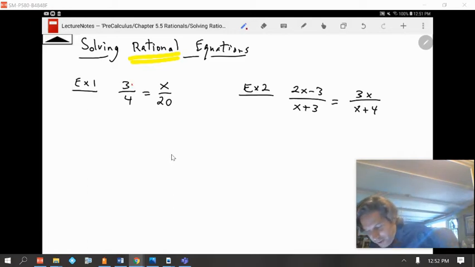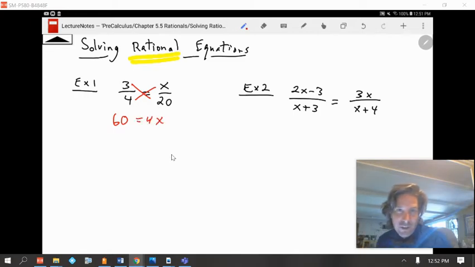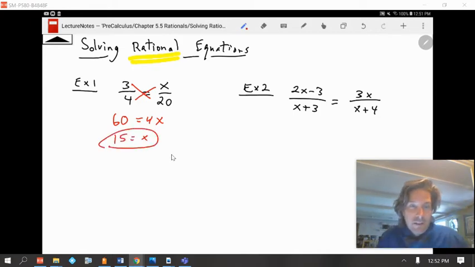You multiply the 3 times the 20, 60. You multiply the 4 times the x, 4x. And to solve for x, what do you do to get rid of the timesing by 4? You divide by 4. So x equals 15, right? And we cross multiplied, okay? Cross multiply, it's a good phrase to use.